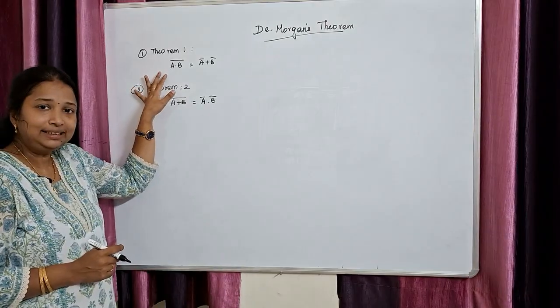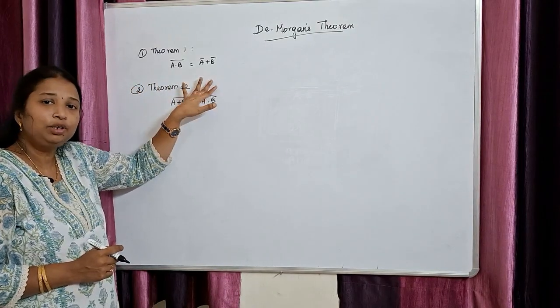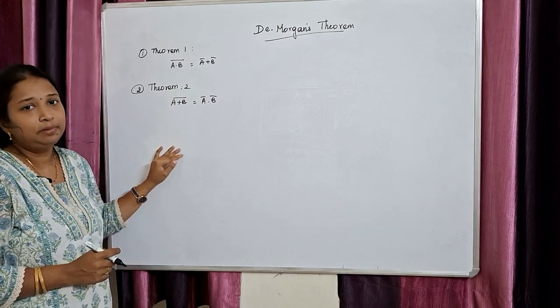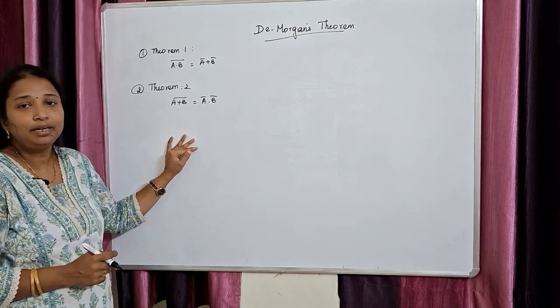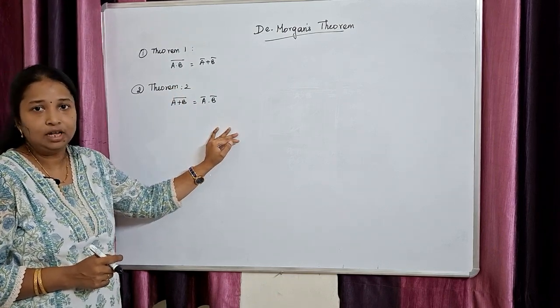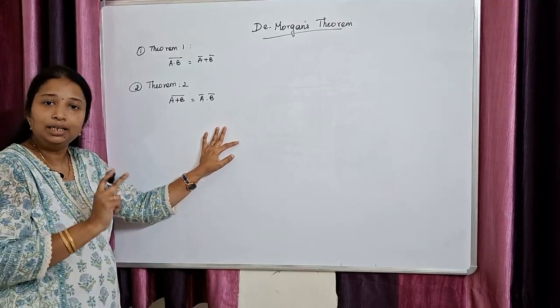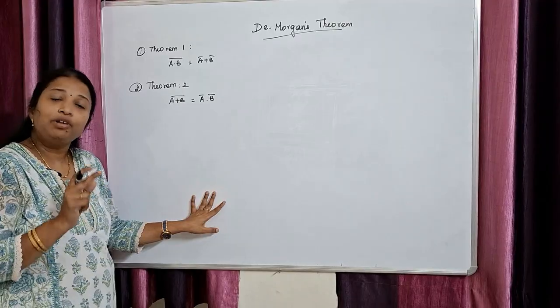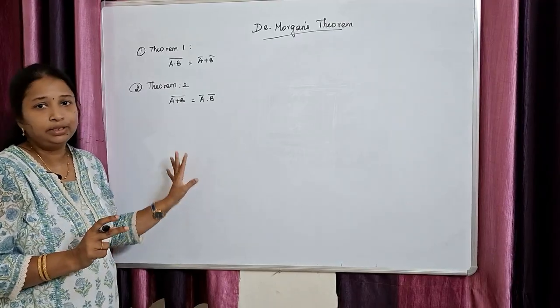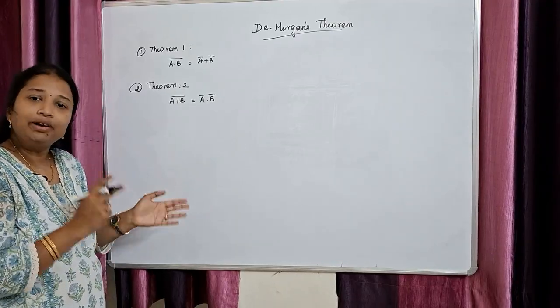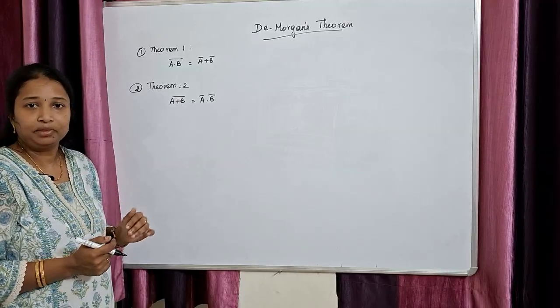Theorem number 1 states the complement of your product is equal to the sum of the complements, and theorem number 2 states the complement of your sum is equal to the product of your complements. It might look a bit tricky, but don't worry, I'll explain in detail so that you understand how it is framed, and we'll also prove it to show how this theorem works. Clear? We'll also explain with an example.